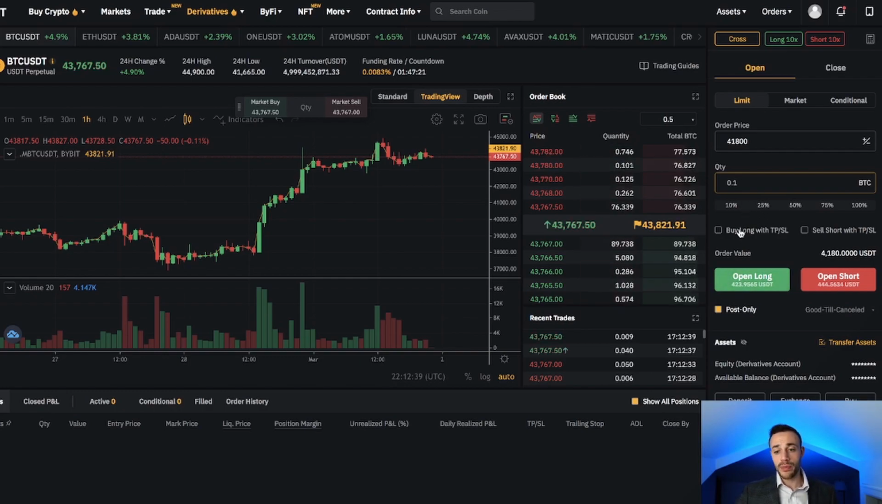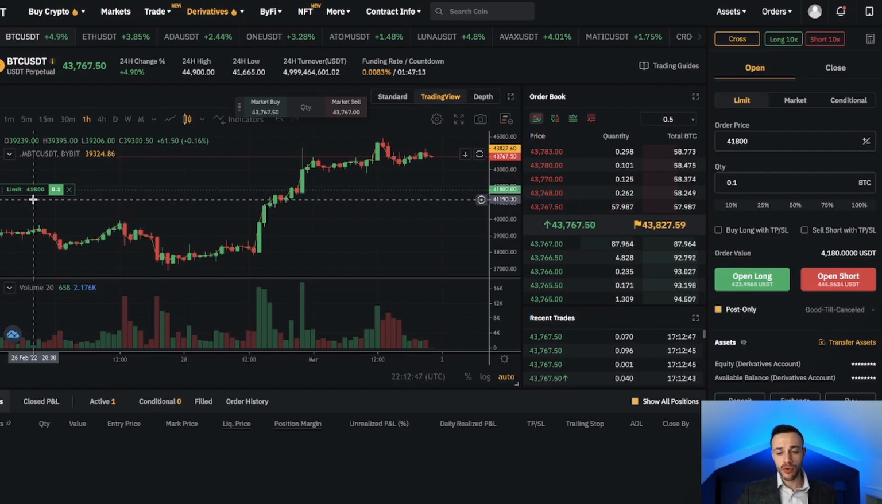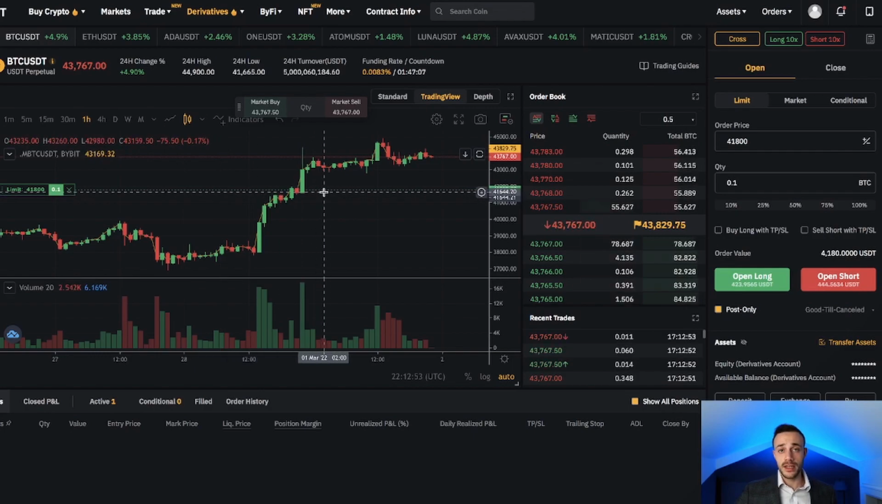So I can go about adding a target profit and a stop loss here, or I can just hit open long, and you're going to see that it does show up right here on the chart when I hit open long like that, right? The order is now placed on the exchange. It's that simple, but I don't actually have a stop loss or a take profit order set at all. Now, we can go about adding that.